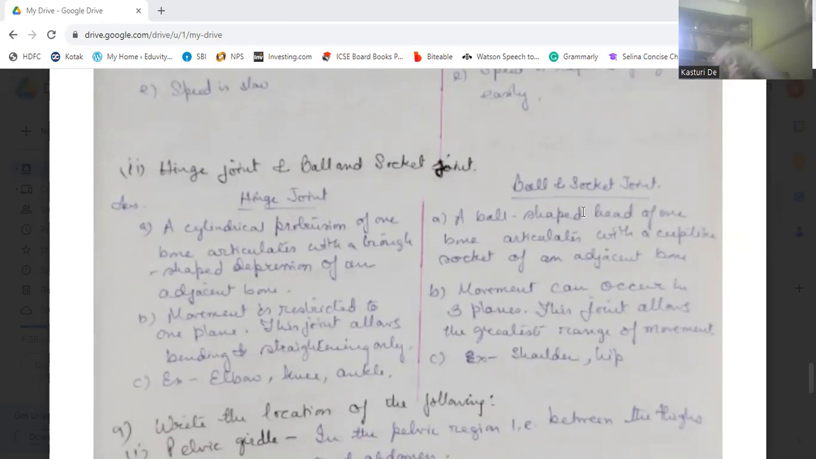The movement cannot be backward. Only one type of movement will be there. This joint allows bending and straightening only, like the elbow, knee, and ankle joints.